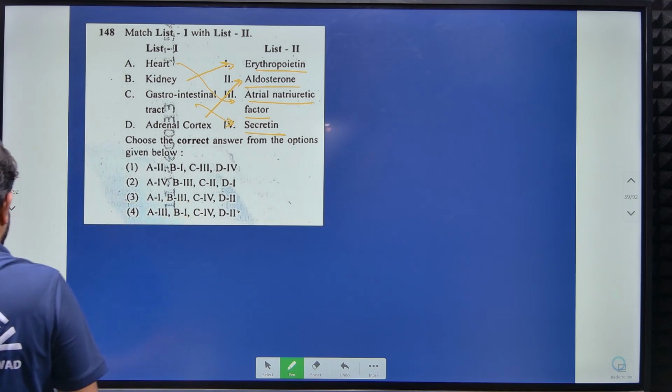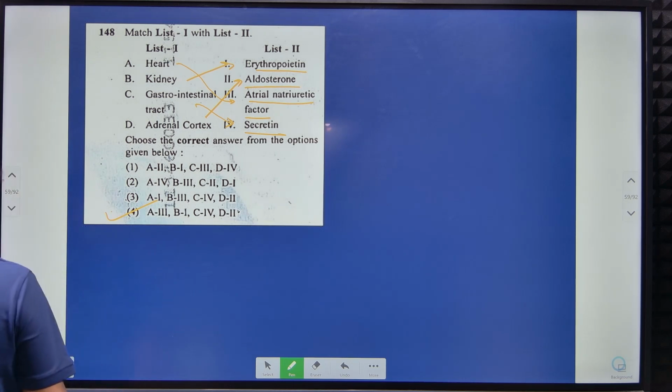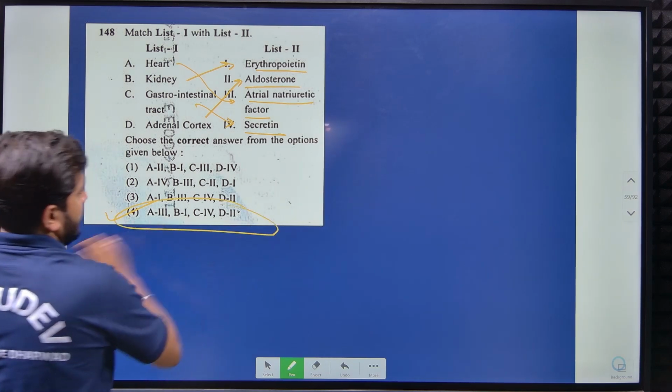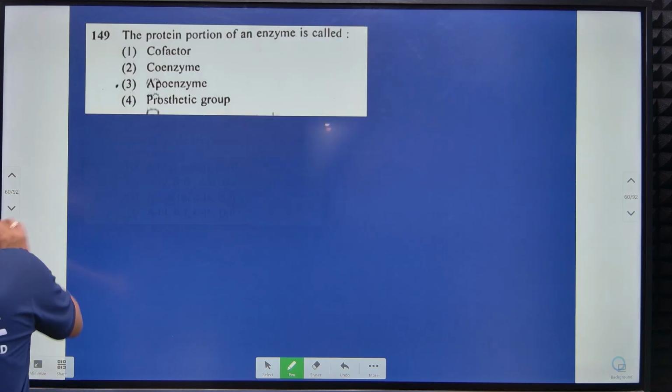So according to that, option 4 is correct. According to that, option 4 is correct. The match the following.